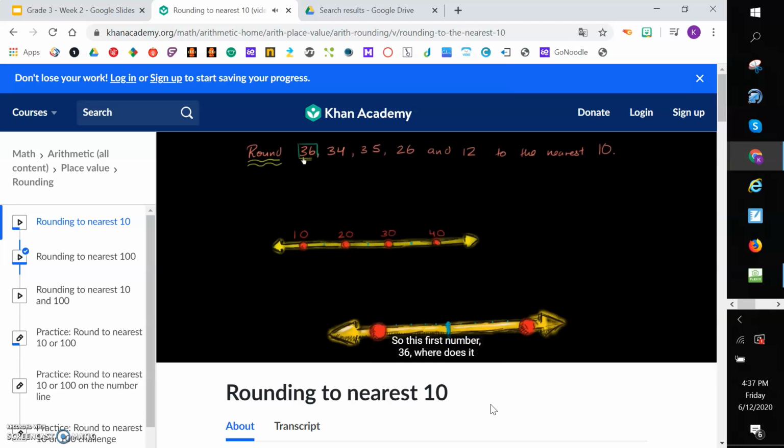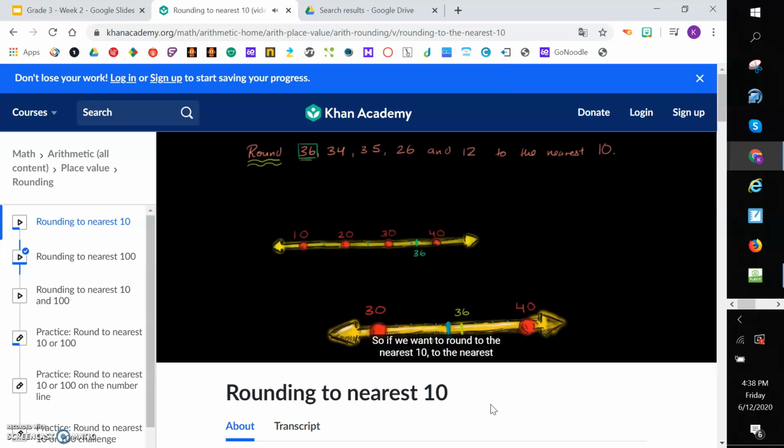So this first number, 36, where does it sit on this number line? Well, it's between 30 and 40. And this little blue mark is 35. It's halfway between. So 36 is going to be a little higher than that. So 36 is going to be right over here. And if we zoom in between 30 and 40, so if we say that this is 30 and this is 40, where is 36 going to be? So once again, this is 35. 36 is one notch above that. So 36 is going to be right over here.